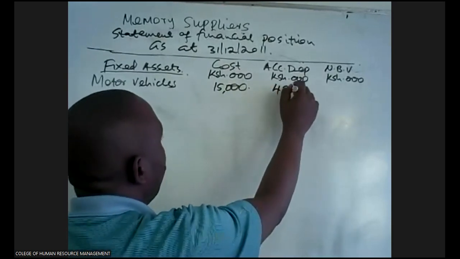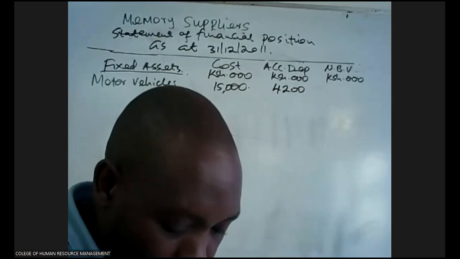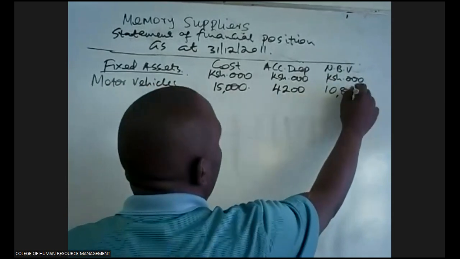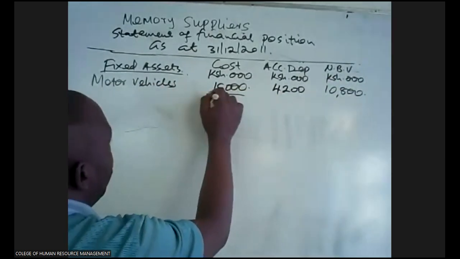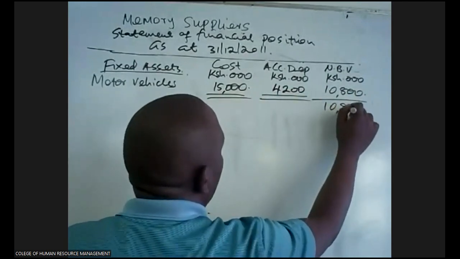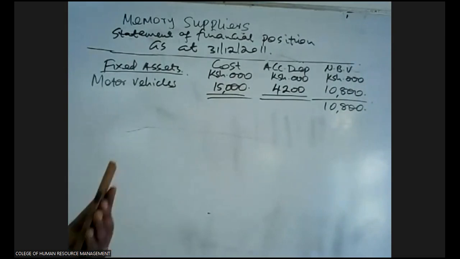So 15,000 minus 4,200 gives us 10,800. We don't need that total. We only need this. That is the value of the motor vehicle as at that date.